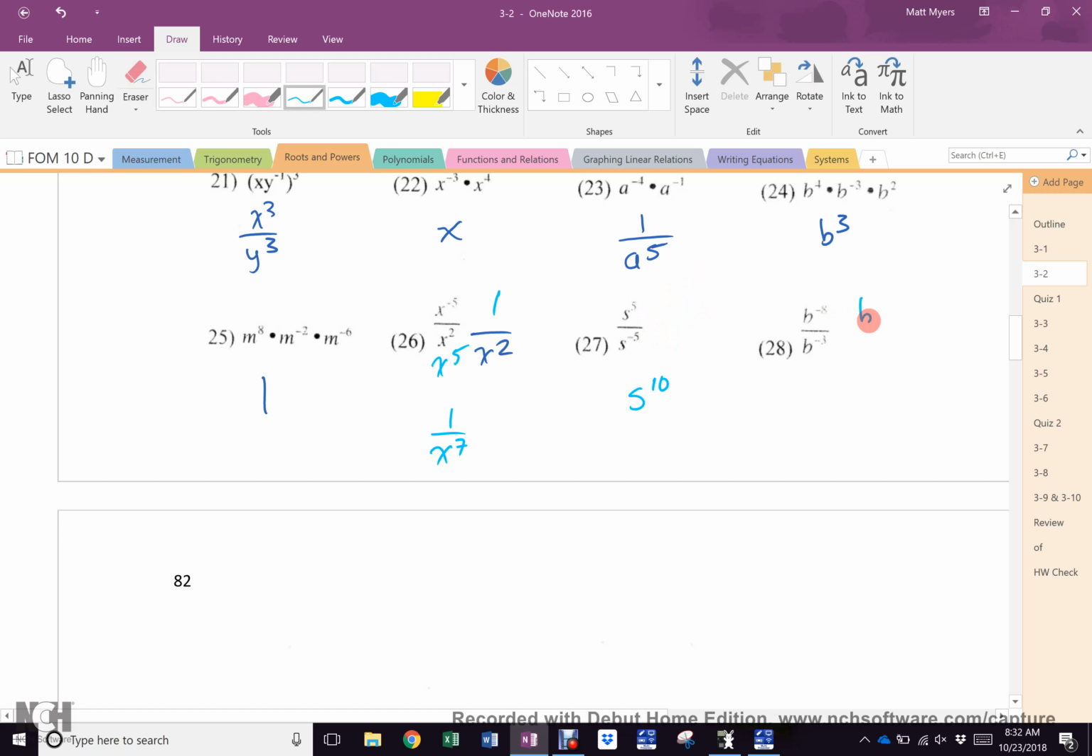And that is b to the negative 8 over b to the negative 3. And we are at, who are we at? Hawk, hit me. What is that one? Do you know? One over b to the 5th. Negative 8 minus 3 is negative 5. So it is 1 over b to the 5th.